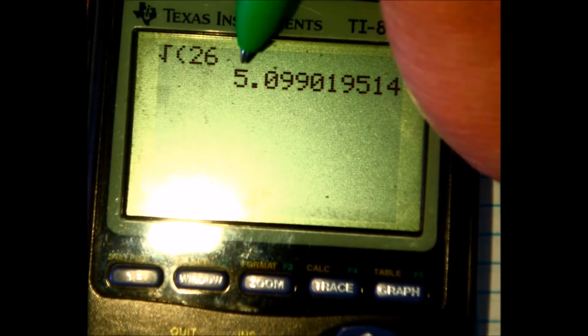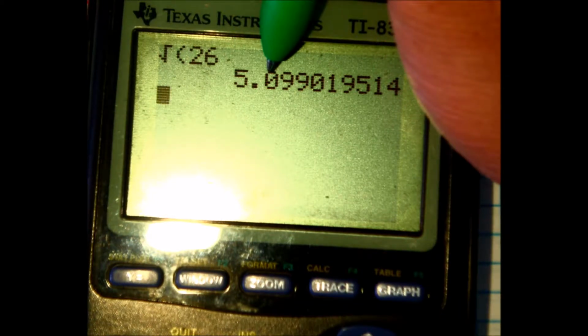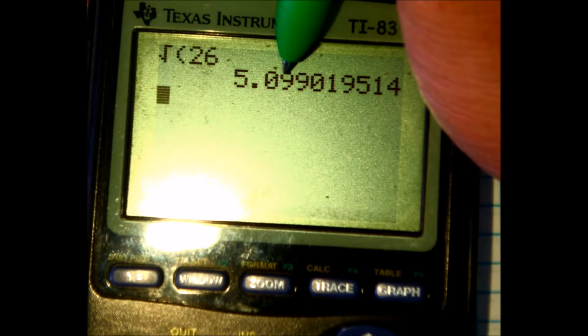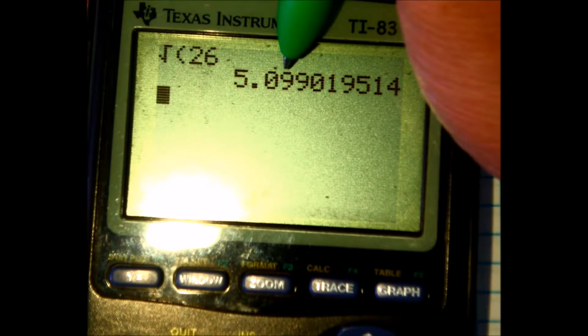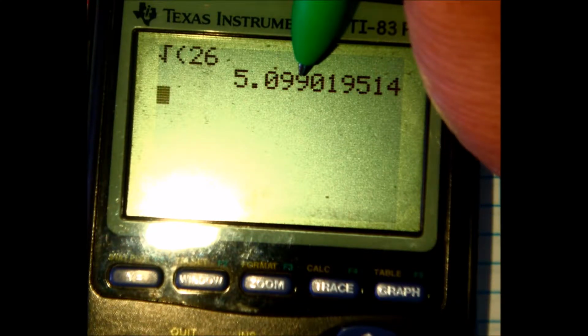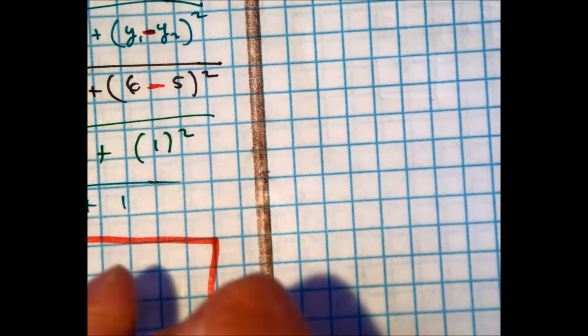Class, this is the ones, this is the tenths, this is the hundredths, this is the thousandths. So to round to the hundredths, I have to look at the thousandths. If this is 5 or higher, what do I do with this value? It goes up. Well, what's higher than 9? 10. D is approximately 5.10 units.